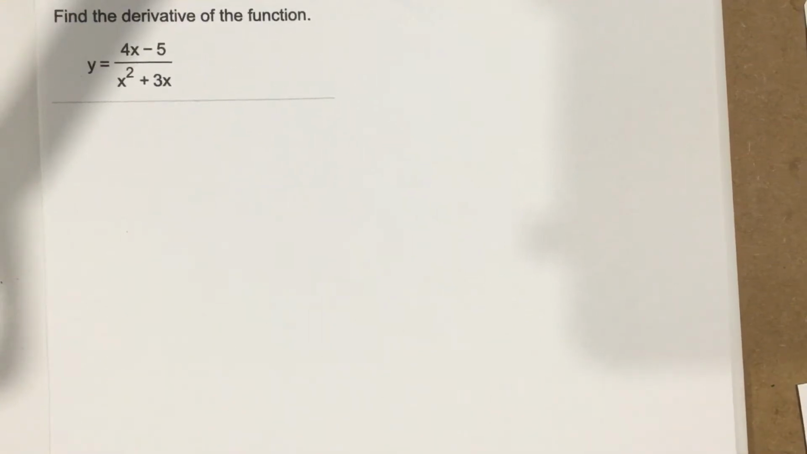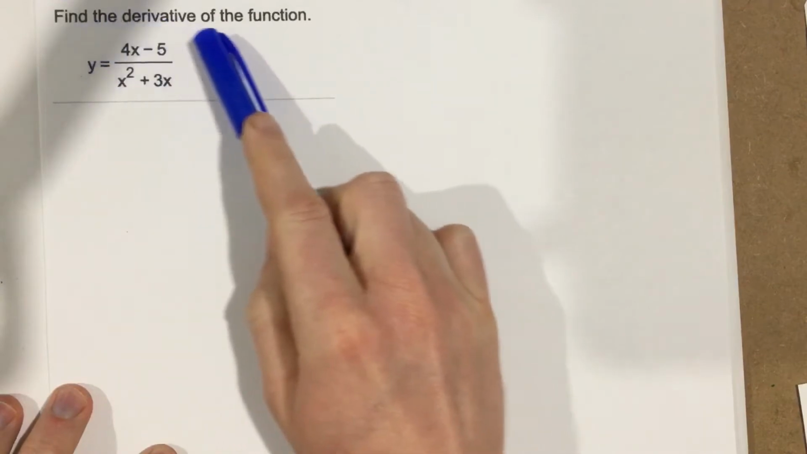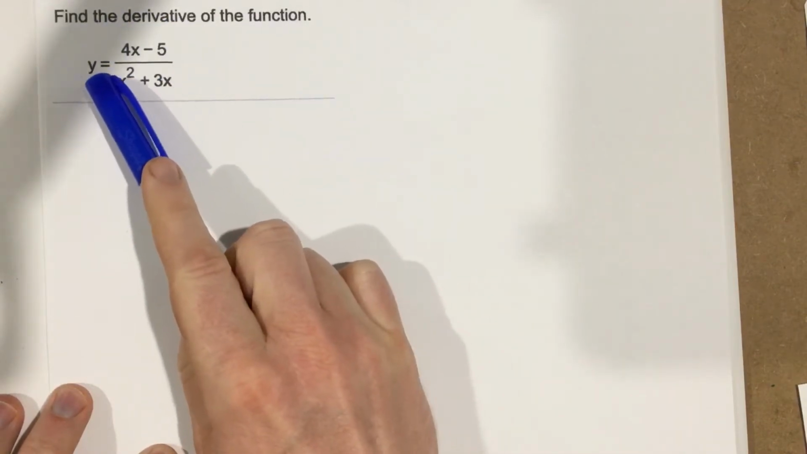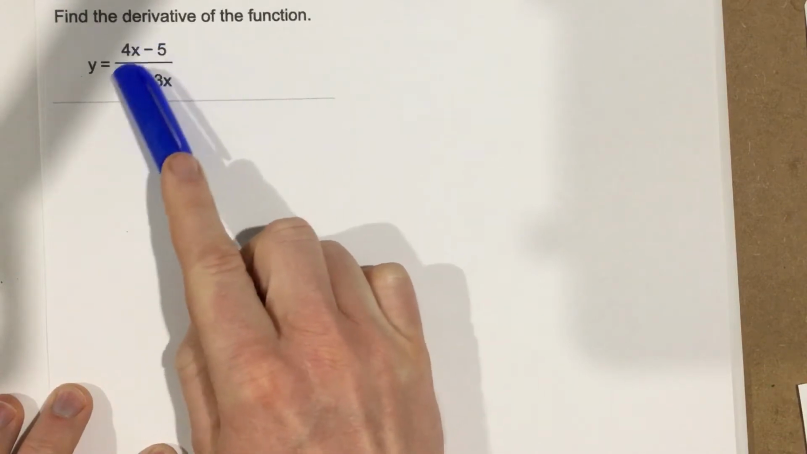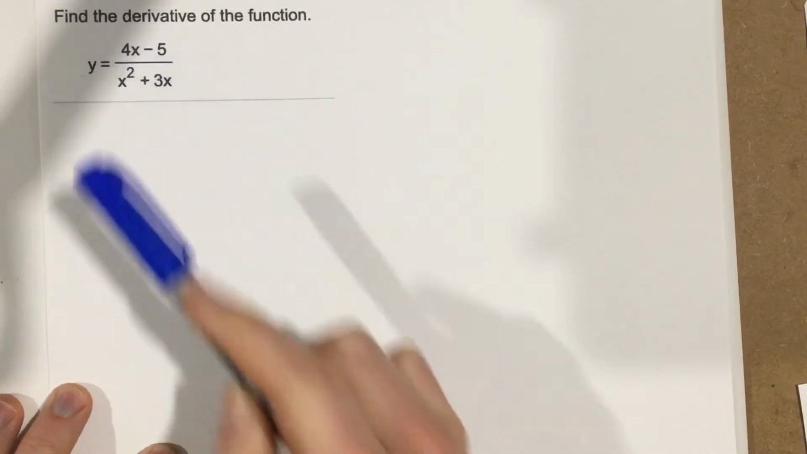This is problem number 5 from section 3.3. In this problem it says find the derivative of the function, and they give you y equals (4x minus 5) divided by (x squared plus 3x). Notice that we have a fraction, or a division.